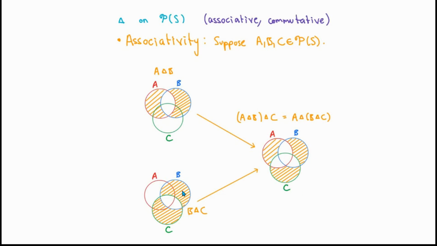On the other hand, if I start with B triangle C, and then I compute A triangle that, I end up with the same picture. And so however I decide to put the parentheses on my original sets, I end up with the same set. Now, like I said before in my video on set operations, Venn diagrams are not usually considered a rigorous form of mathematical proof. But at least this gives you some indication that the result is true, and that the symmetric difference on the power set of a set S is an associative operation.